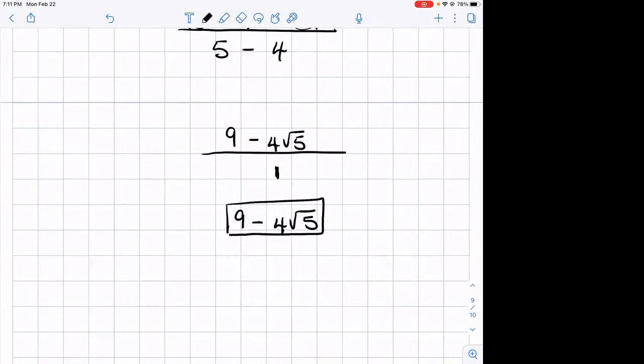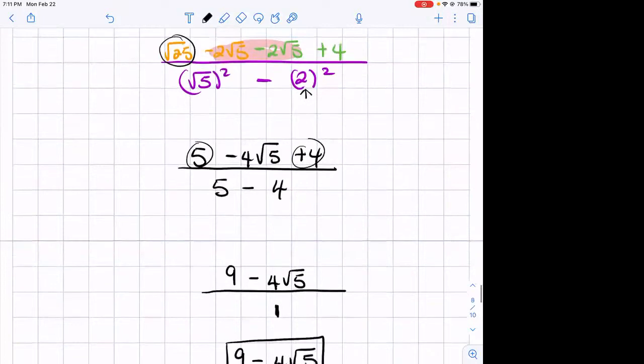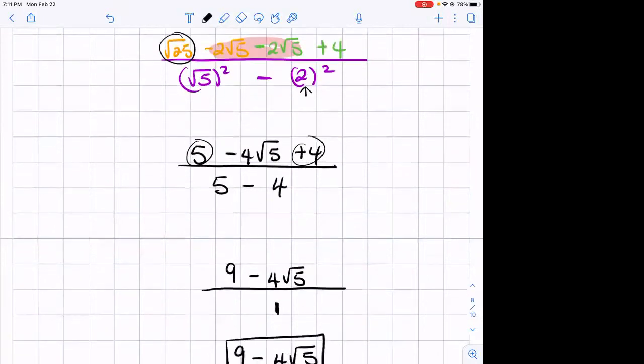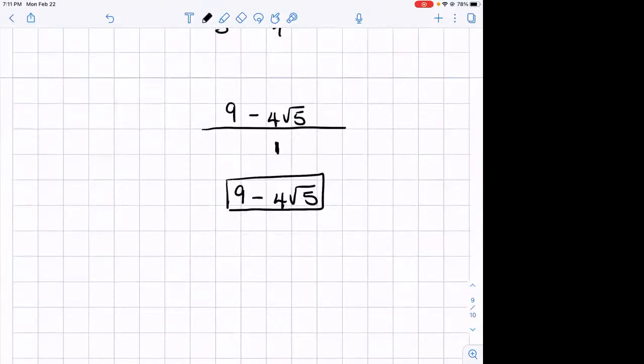So notice we're just saying to rationalize here the denominator, right? There are cases where you can rationalize the numerator too, if we say so. And all it means is to write the numerator without any root.